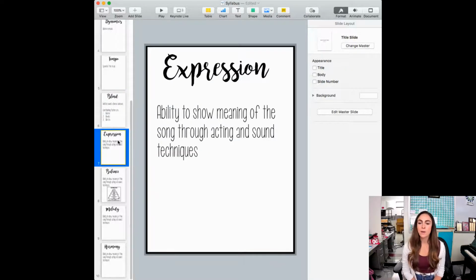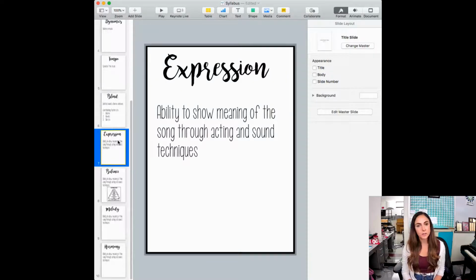Next, we have the idea of expression. Expression is the ability to show the meaning of the song through acting, so through moving your arms and expressing on your face, or through sound techniques like on an exciting part, you might choose to get louder so that if someone listened to a recording of you singing without being able to see your face, they would still be able to infer the meaning of the song.